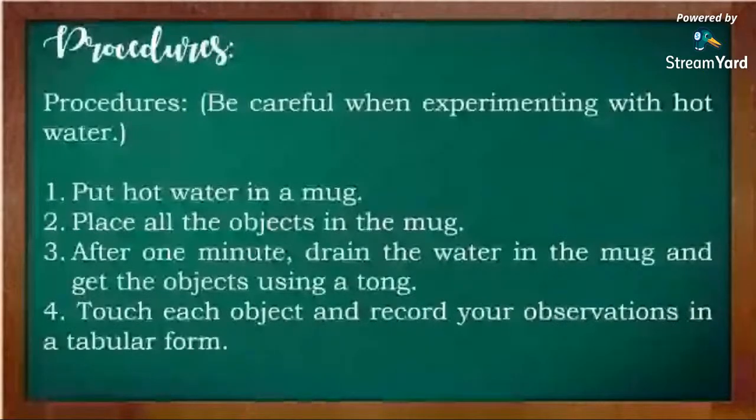Procedures. Before we go to the procedures, please be careful when experimenting with hot water. Number 1, put hot water in a mug. Number 2, place all the objects in the mug. Number 3, after 1 minute, drain the water in the mug and get the objects using tongs. Number 4, touch each object and record your observations in a tabular form.